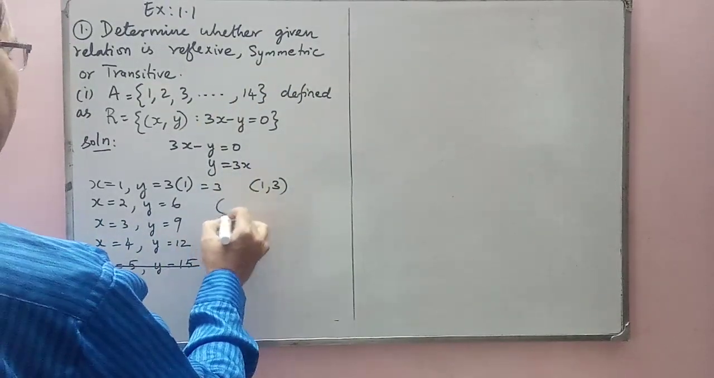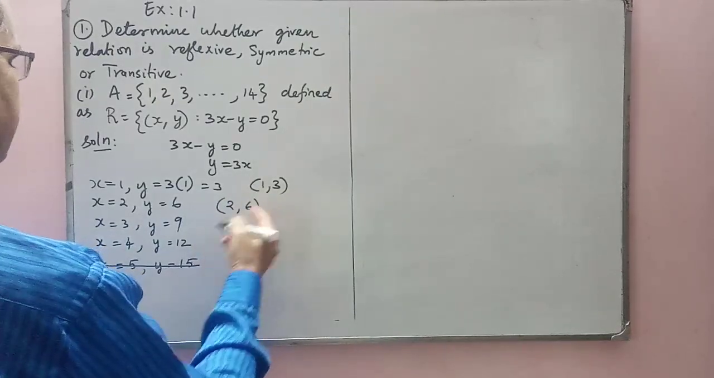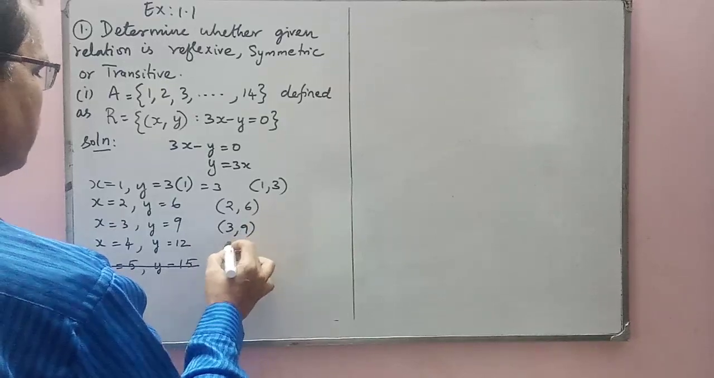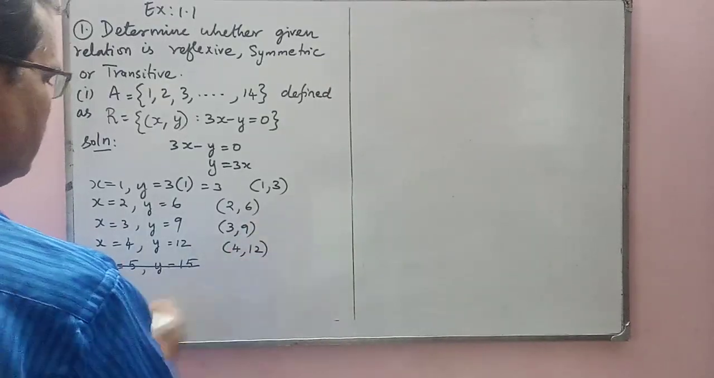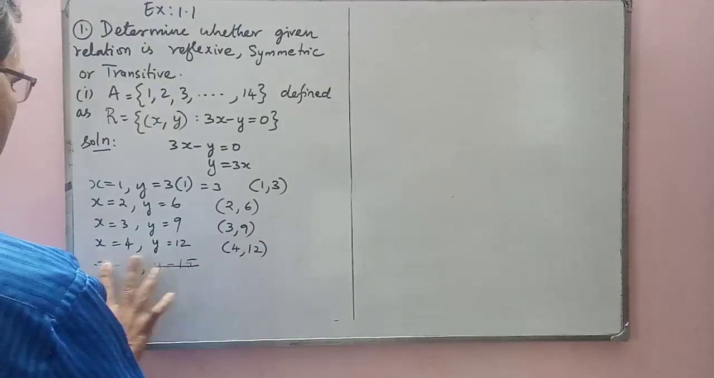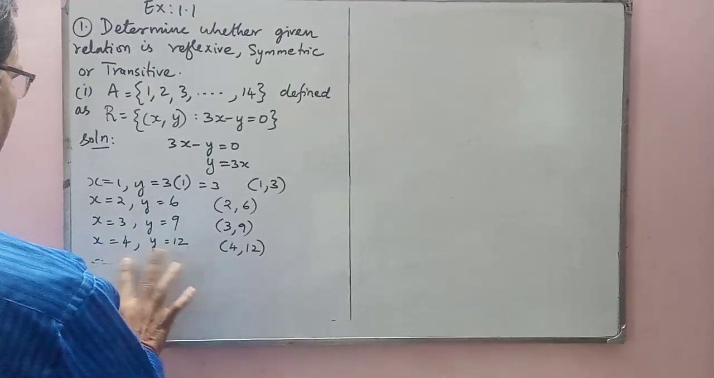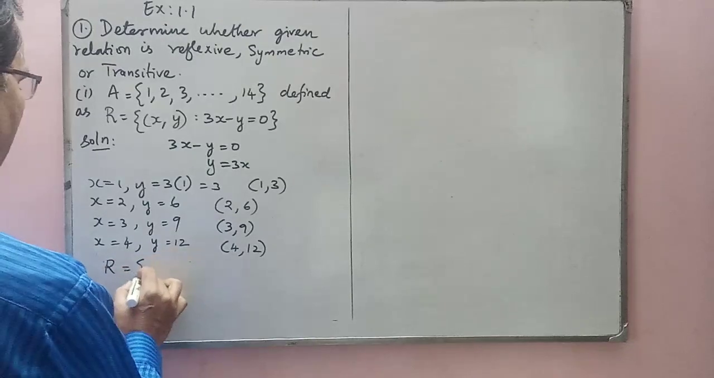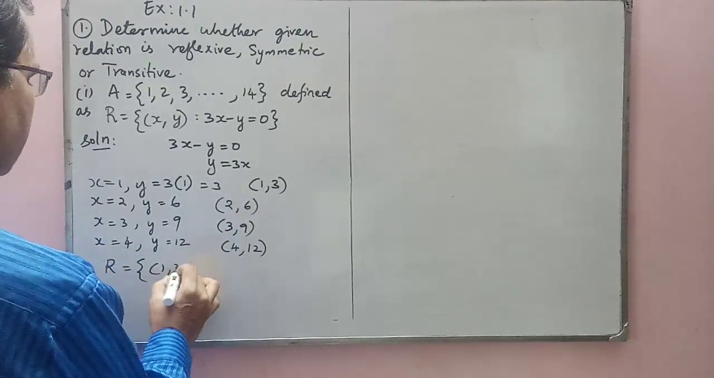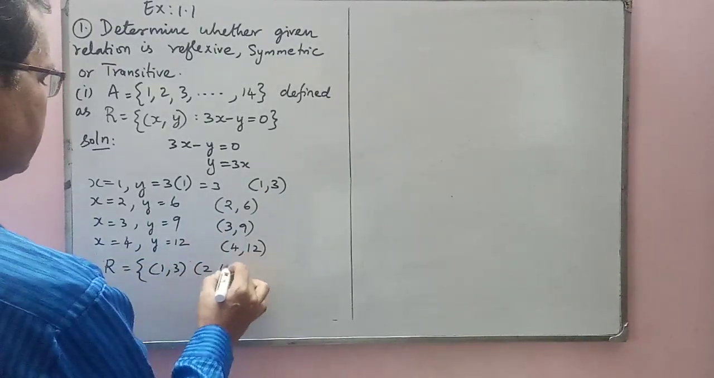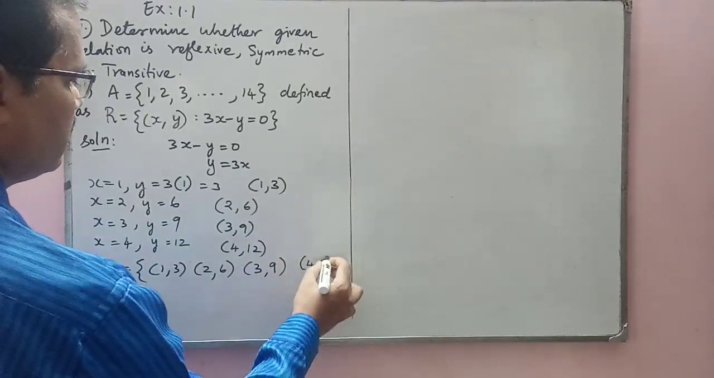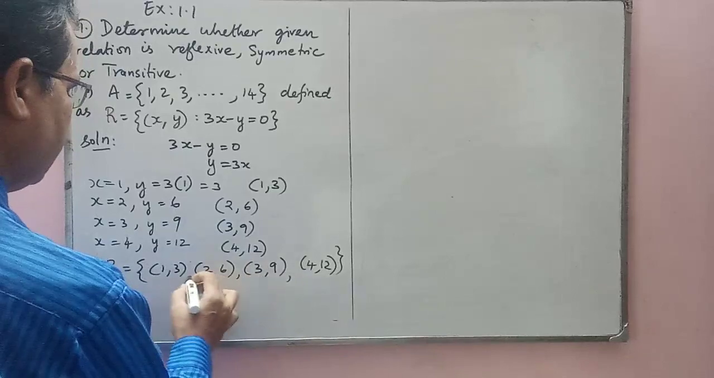So these are the ordered pairs in the relation: 1 comma 3, 2 comma 6, 3 comma 9, and 4 comma 12. Now we are not going to have the extra one, so we'll erase it off. Now we'll define the relation R as these ordered pairs: 1 comma 3, 2 comma 6, 3 comma 9, 4 comma 12. Now these are your ordered pairs in the relation.